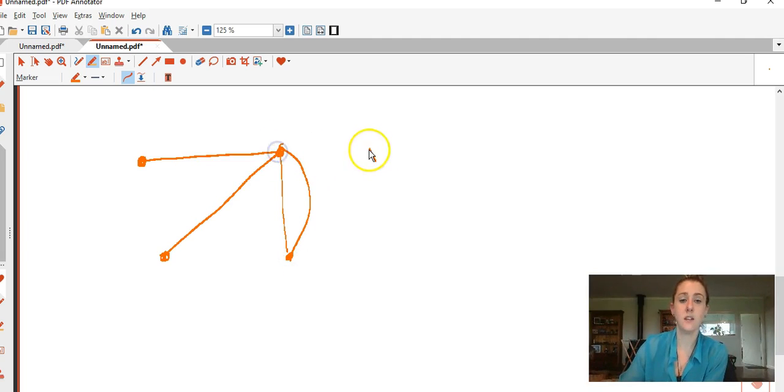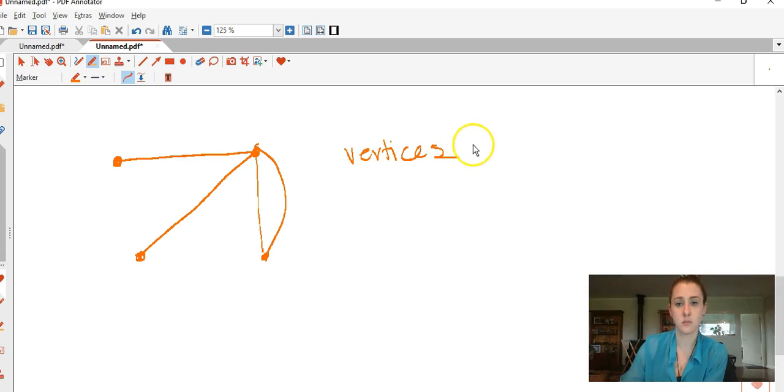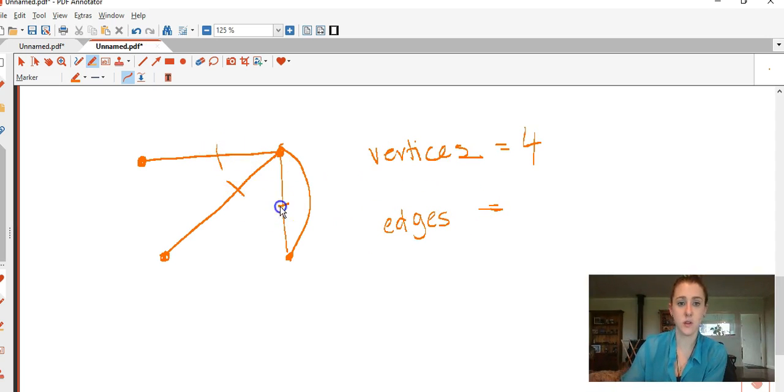Okay, so again, if we're looking at the number of vertices, 1, 2, 3, 4, so 4 vertices, and the edges, 1, 2, 3, 4. That's it. So hopefully that's all made sense now.